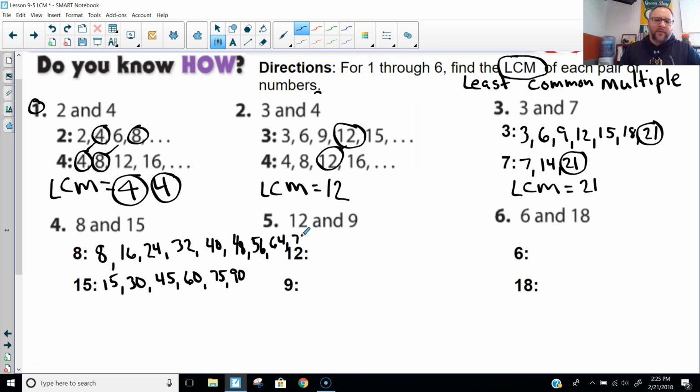8 times 9 is 72. 8 times 10 is 80. 8 times 11 is 88. 8 times 12 is 96. 8 times 13 is 104.